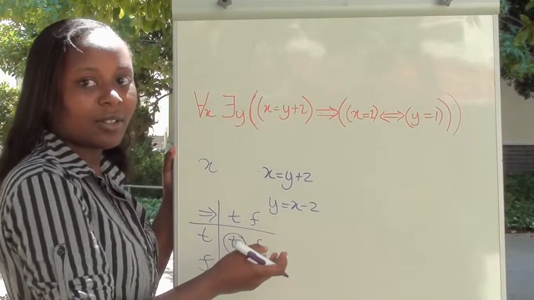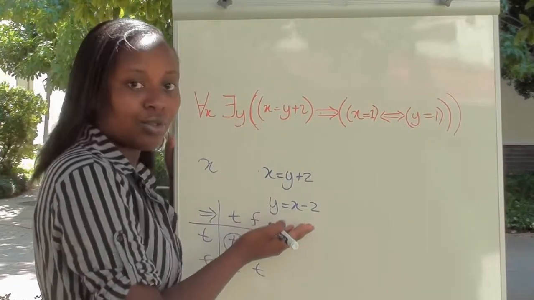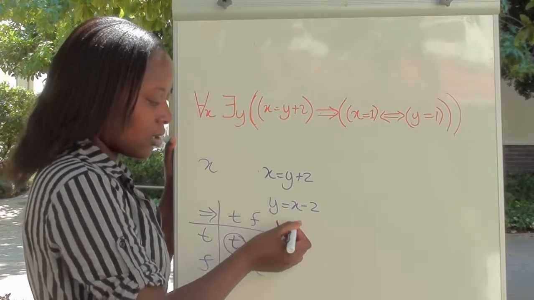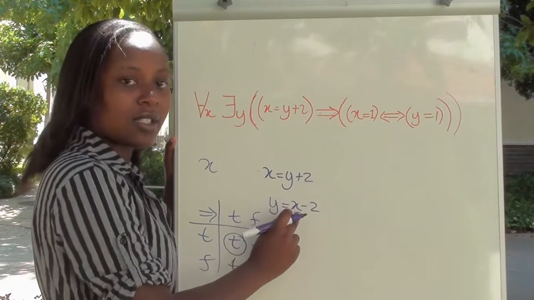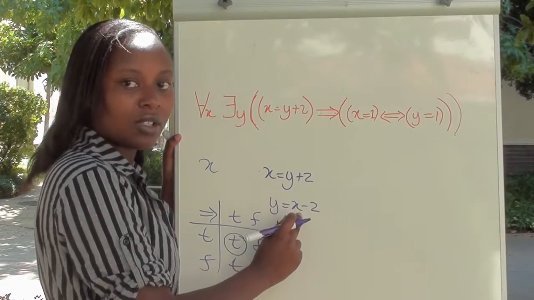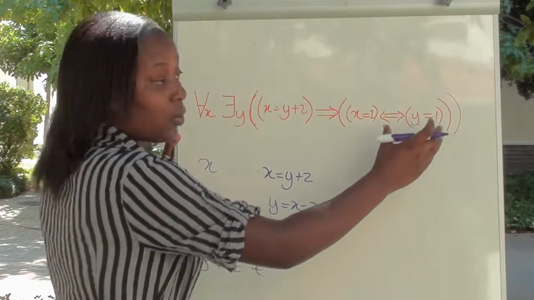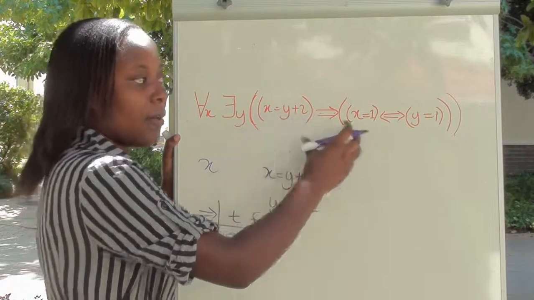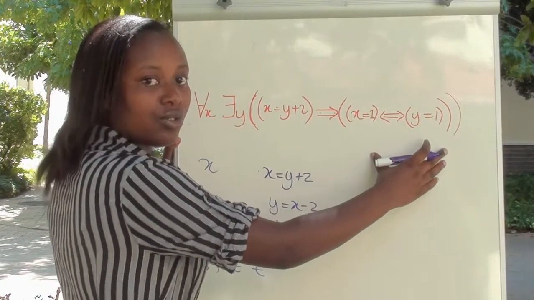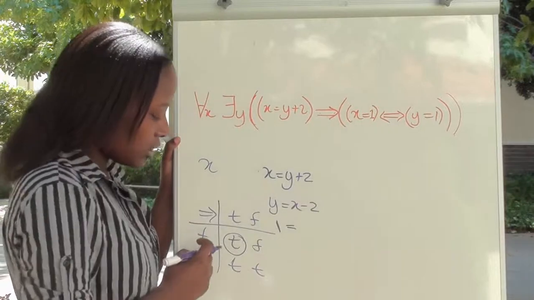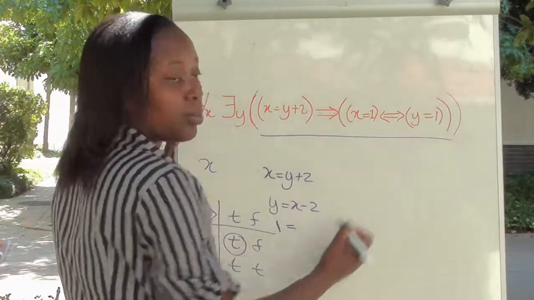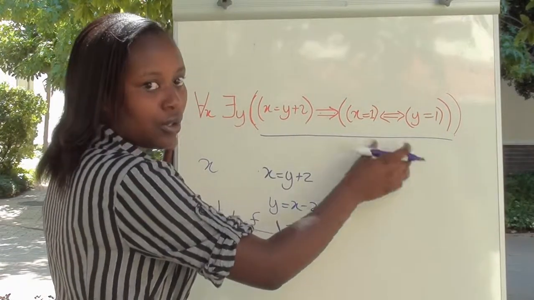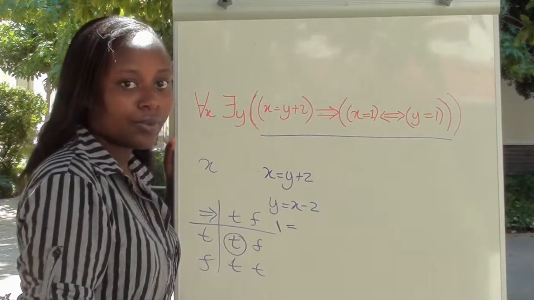But now let's think about it. We have a y that is equivalent to x minus 2. If we make this 1, this can never be 1. This is 4. We now have something that is true here, but then the implication is not true. And from this, we know that this whole thing then fails to be true, because we have something that is true, implying something that is false. Overall, the whole statement is false.